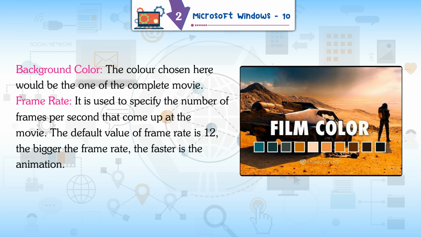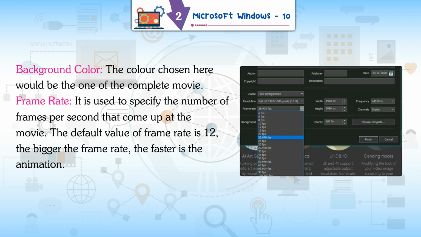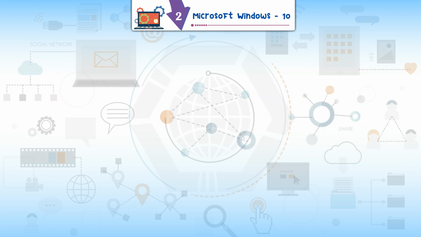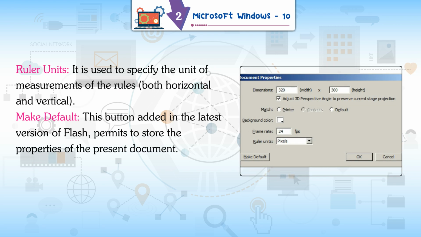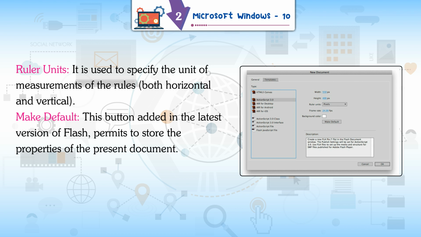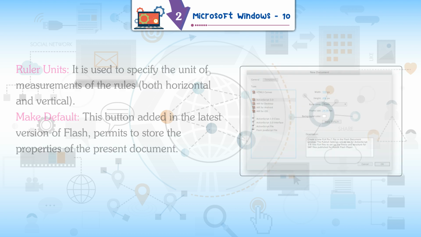Background color. The color chosen here would be the one of the complete movie. Frame rate. It is used to specify the number of frames per second that come up in the movie. The default value of frame rate is 12. The bigger the frame rate, the faster is the animation. Ruler units. It is used to specify the unit of measurement of the rulers, both horizontal and vertical. Make default. This button, added in the latest version of Flash, permits you to store the properties of the present document.